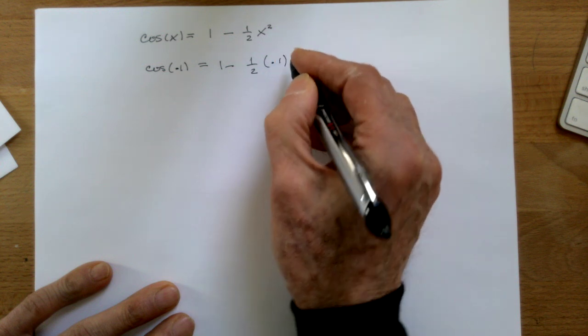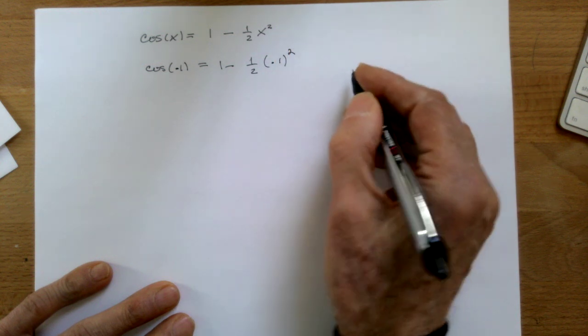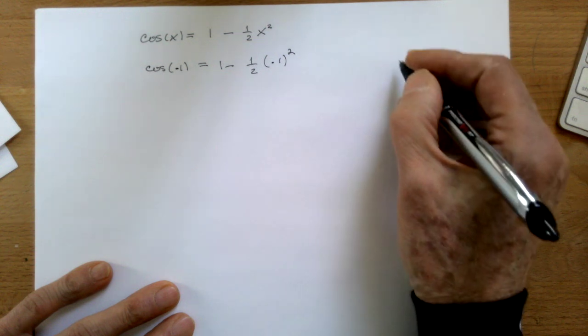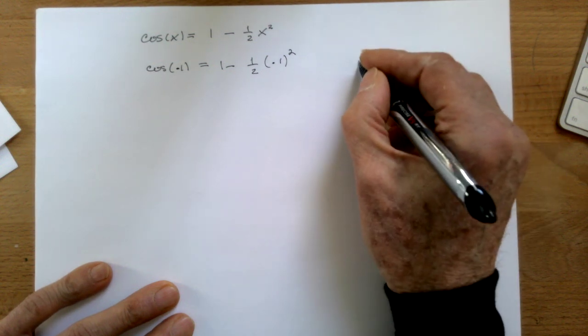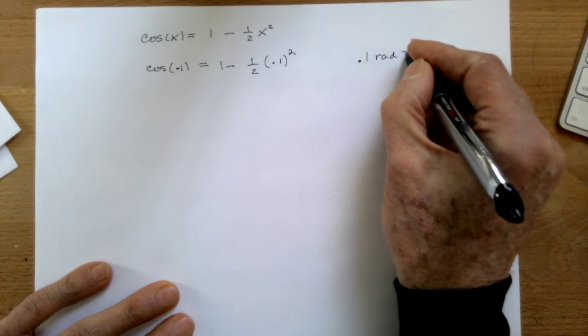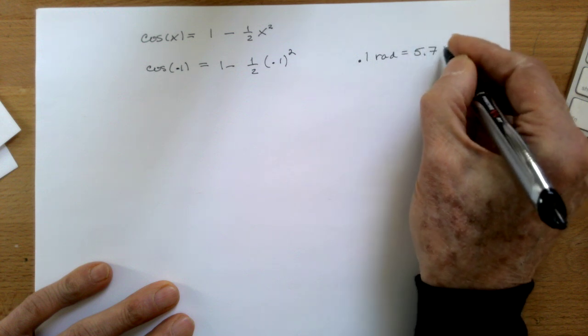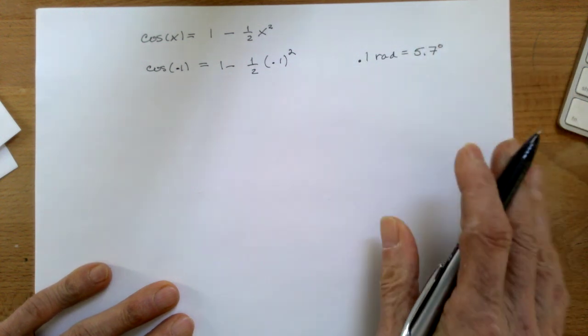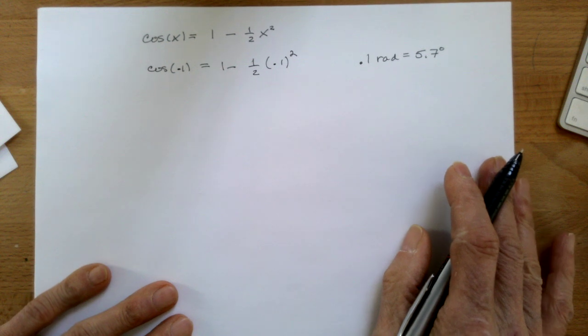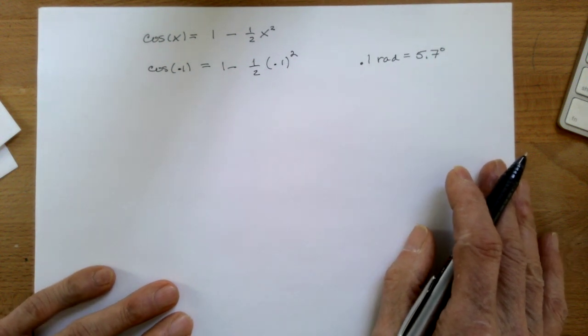So we're going to plug in x equals 0.1. Now 0.1, this has to be radians, of course. And by the way, 0.1 radians is about 5.7 degrees. So it's about 6 degrees, less than 6 degrees. So it's not a tiny angle. It's not a big angle.